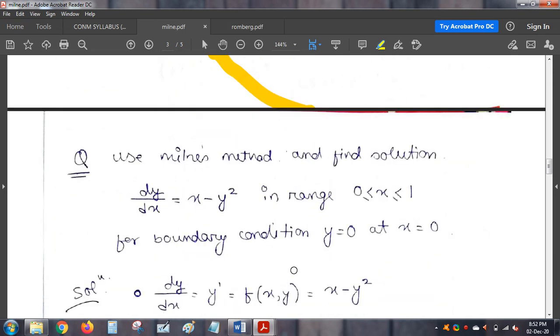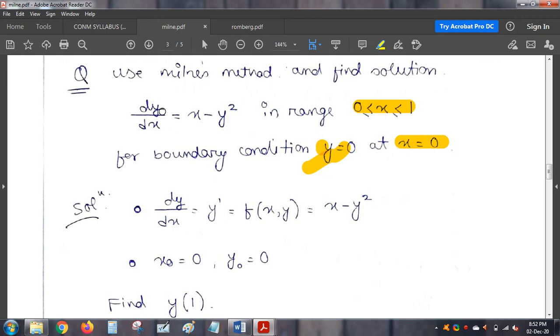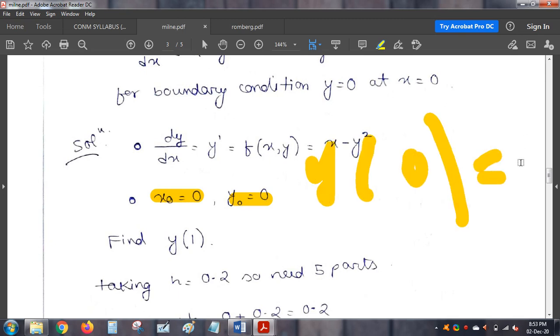So let's see with an example. Using Milne's corrector, find the solution for dy by dx is equals to x minus y square in the range of 0 to 1, and the boundary condition is at x0 you have y0. So what you are given is that this dy by dx, which is also your y dash, which is basically your f of x, y, is equals to x minus y square. So you know this. Also your boundary condition is given to you, which is x naught and y naught. So y of 0 is here 0. So this is also given to you.